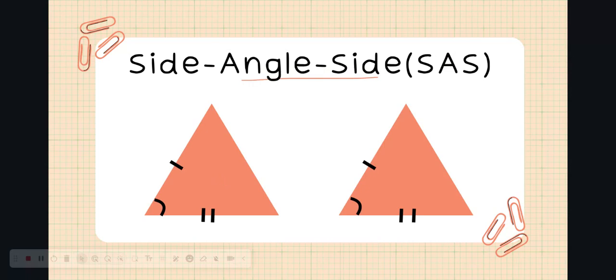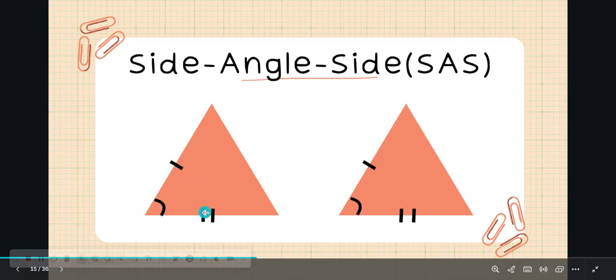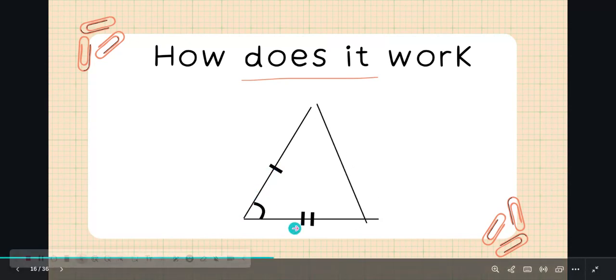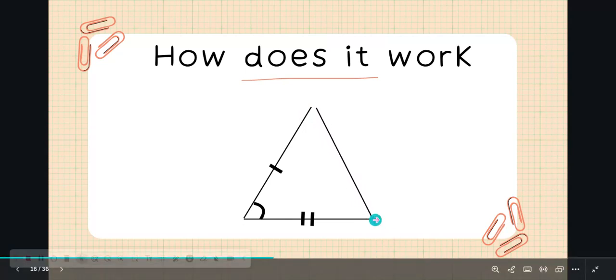The next one we're going to be learning about is side angle side, or SAS. This is shown by one congruent side, one congruent angle, and another congruent side. So how does it work? Say we're given a triangle with a proof showing that it follows the SAS triangle congruence postulate. The reason it works is because since we know that these are congruent in both triangles, the distance from this point to this point can only be one segment.